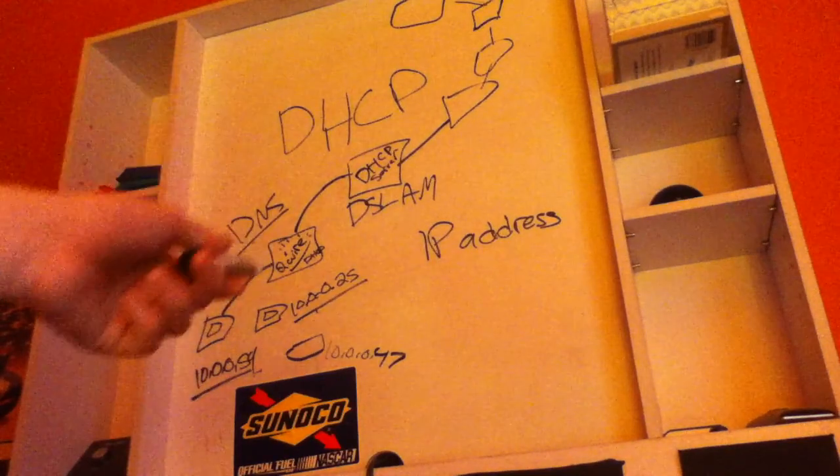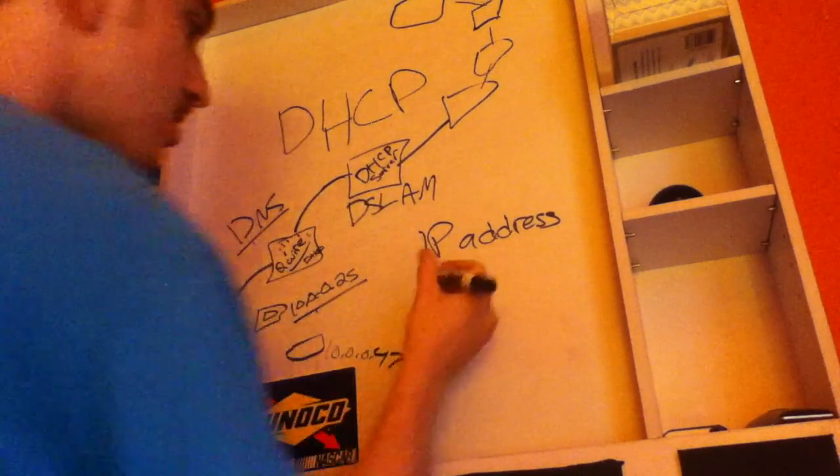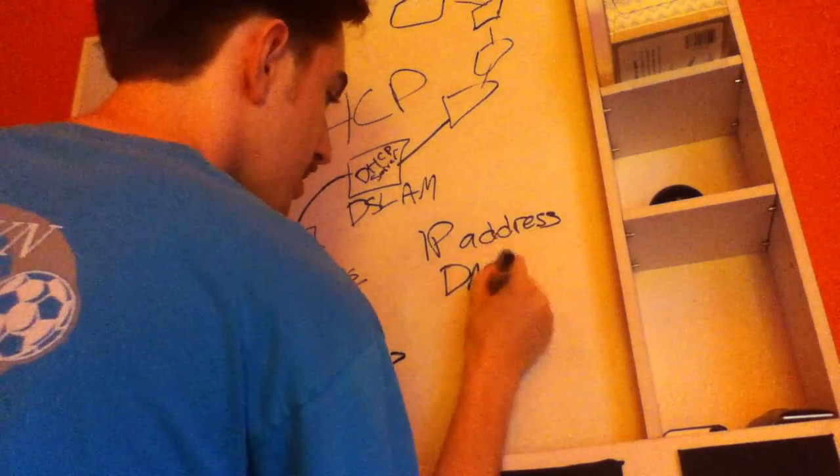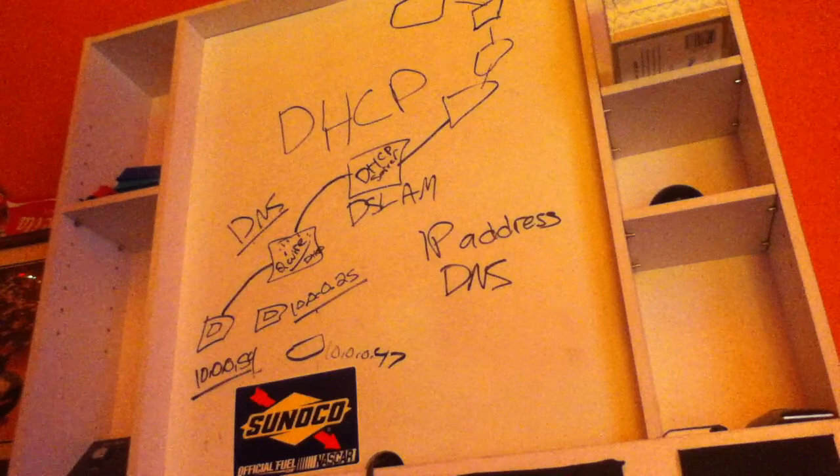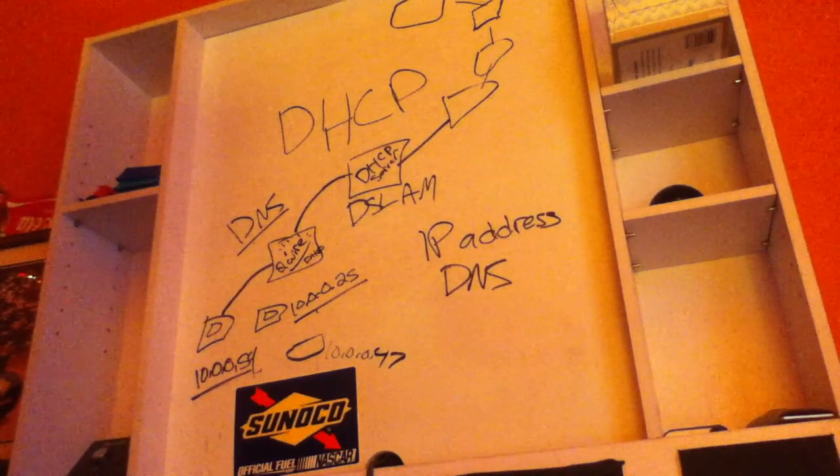So that's how DHCP works. DHCP gives you an IP address, gives you DNS settings, like the DNS servers to use, and if you set a DNS server in there, basically all the router is going to do is act as a forwarder.